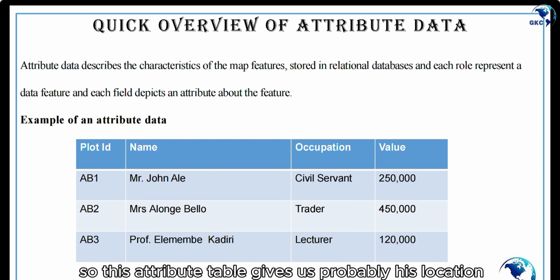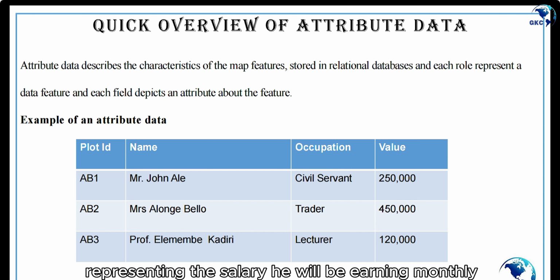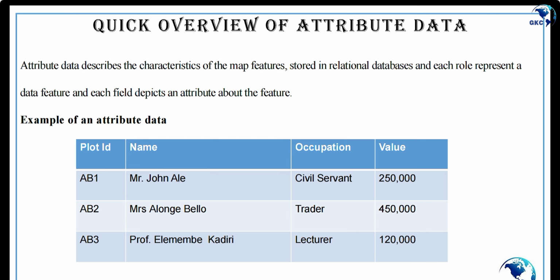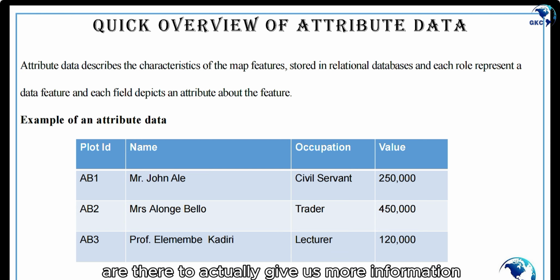So this attribute table gives us probably his location, his name, his occupation, and a value representing the salary he'll be earning monthly. So each geospatial data comes with an attribute table, and basically attribute tables are there to give us more information about where, what, and why for that very data.